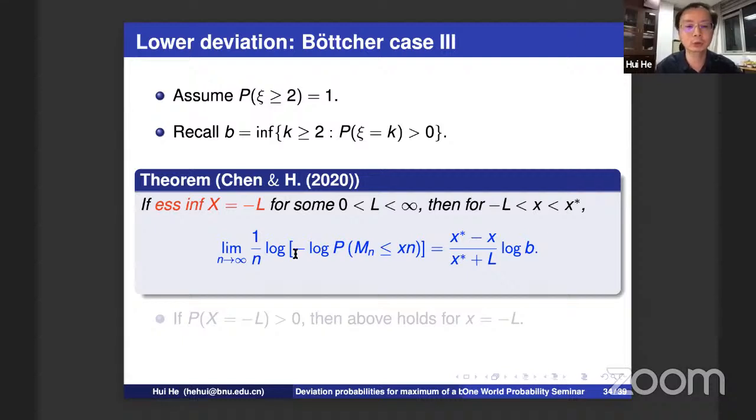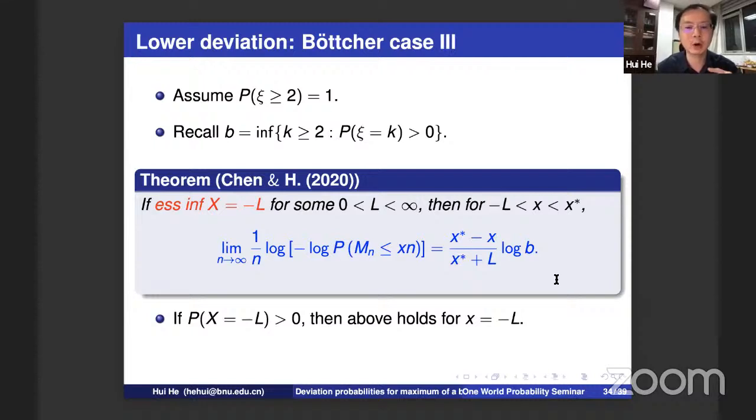So it means that you take two logarithms of this probability, then the rate function is 1 over n, you get this limit here on the right-hand side. So log b appears in the limit, L also appears in the limit. And we also want to mention that here we assume x is larger than minus L, because it's possible that the maximum could be lower than minus L times n, right? Because the essential infimum of x is just minus L. However, if the probability that x is minus L is positive, then this result also holds for x equal to minus L here. So these are the three cases that we considered in the virtual case.